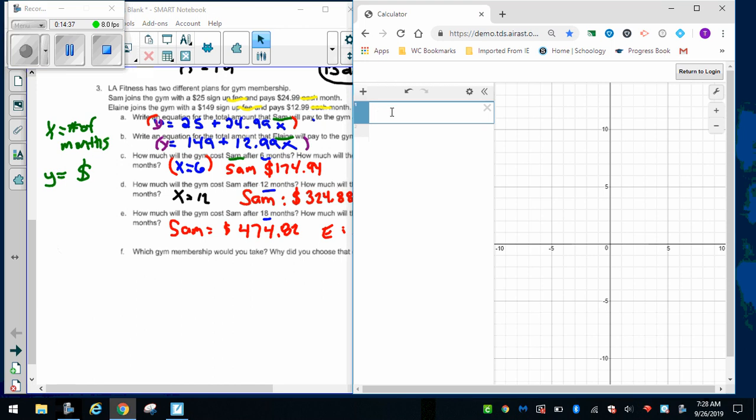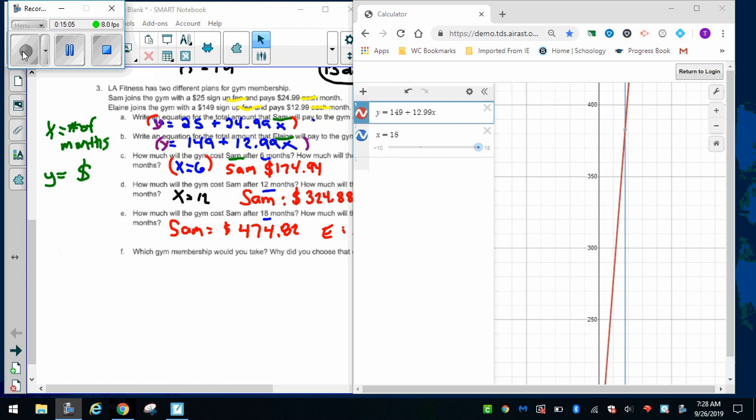So again, this question has two prompts. Now we need to figure out Elaine. So I'm going to make sure I put in Elaine's equation, which is Y equals 149 plus 12.99X. Make sure you put that decimal point in if you haven't already. And we're still trying to figure out after 18 months. So X equals 18. Let's search and see where they cross. And for this one as well, I had to travel pretty far up the y-axis. I see that they cross right here, 18 and 382.82. So that is how much Elaine pays.